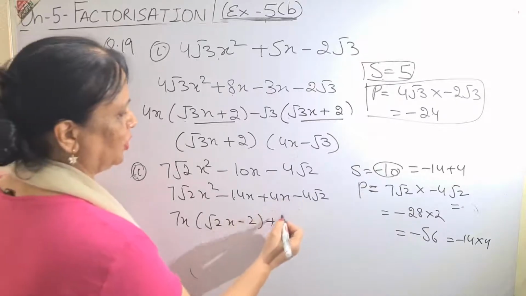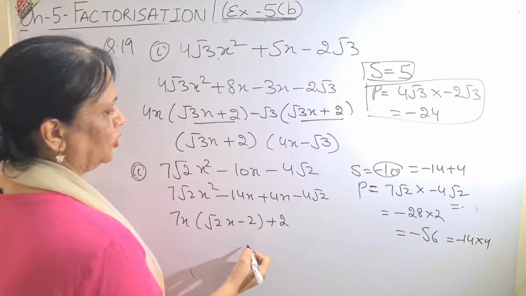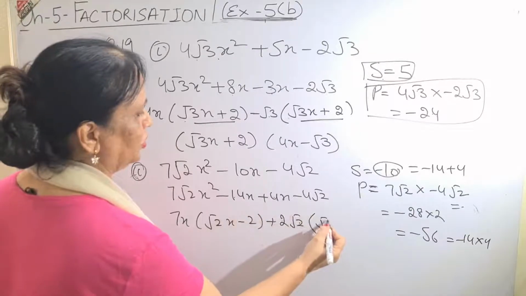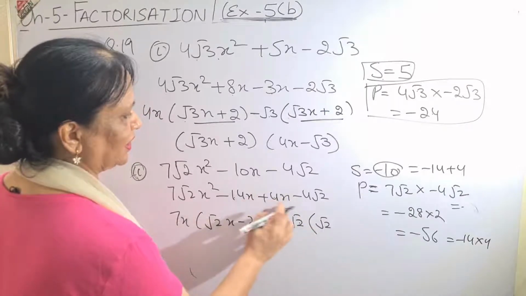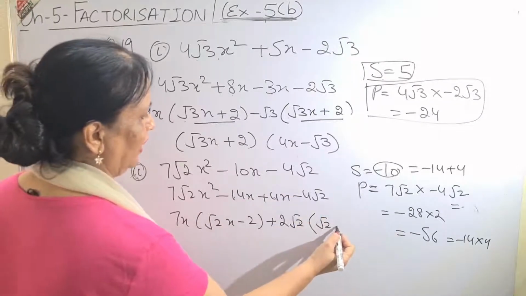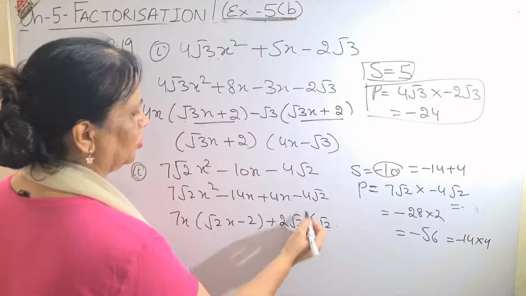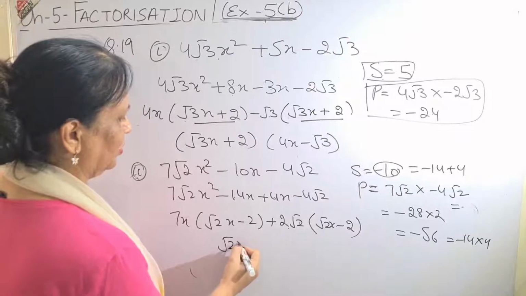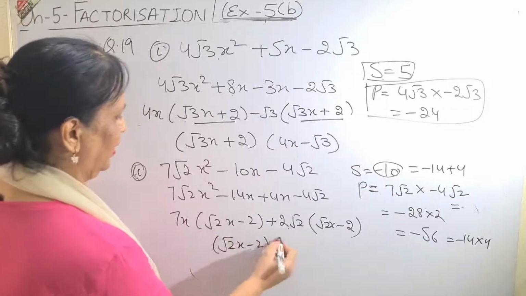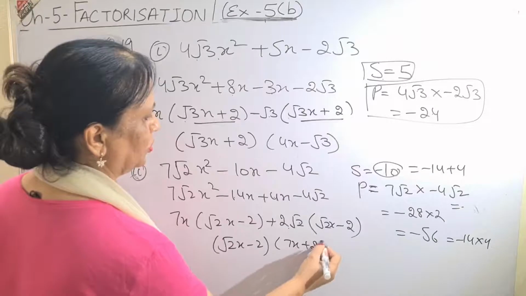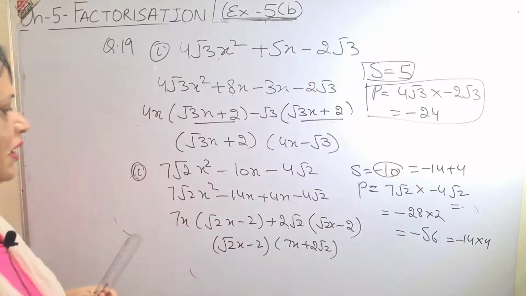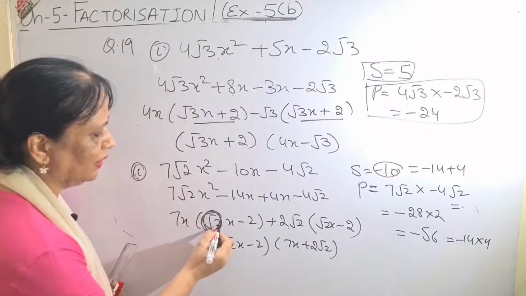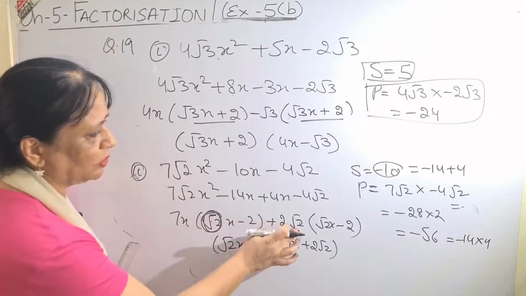From here, 4 and 4, so you take 2 common, again root 2 common. When you take 2 root 2 common, you are left with root 2, because when I multiply it comes the same. I took 2 root 2 common, so minus 2x also. So my factors are root 2x minus 2, the common factor, and 7x plus 2 root 2. See, children, how easy it is. This first factor coefficient will give you the hint what to take common.